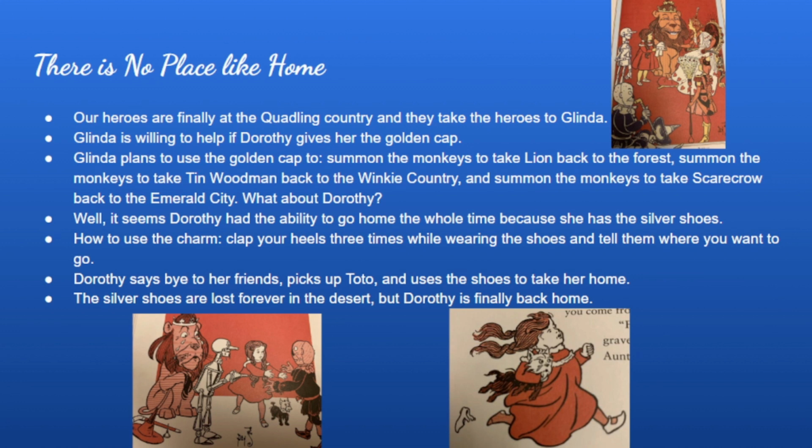All Dorothy has to do is clap the heels of her shoes together 3 times while saying where she wants to go. The shoes will take her there in 3 steps. She says goodbye to her friends, picks up Toto, and does just that. But on her way home, the shoes fall off her feet. Lost forever in the desert.